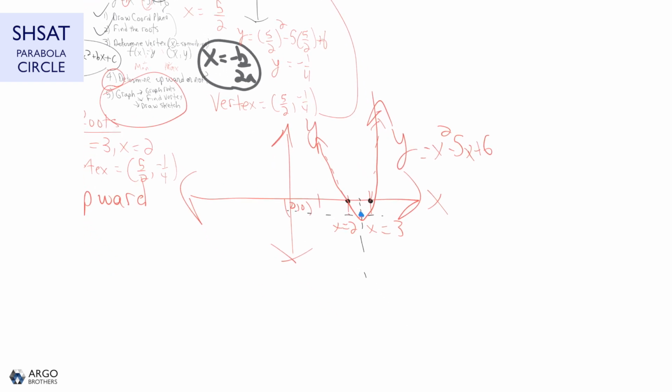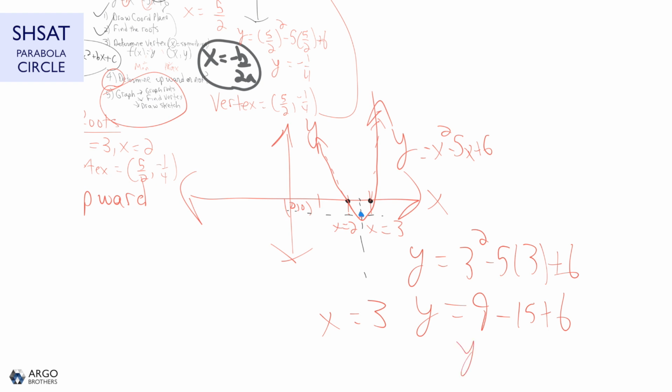Like if I say, tell me what the y value is if x is equal to 3. So if x equals 3, where is that on the parabola? Well, we would plug it in. We would have 3 squared minus 5 times 3 plus 6, and that would equal y equals 9 minus 15 plus 6. And what would that be? That would be 0. Why?